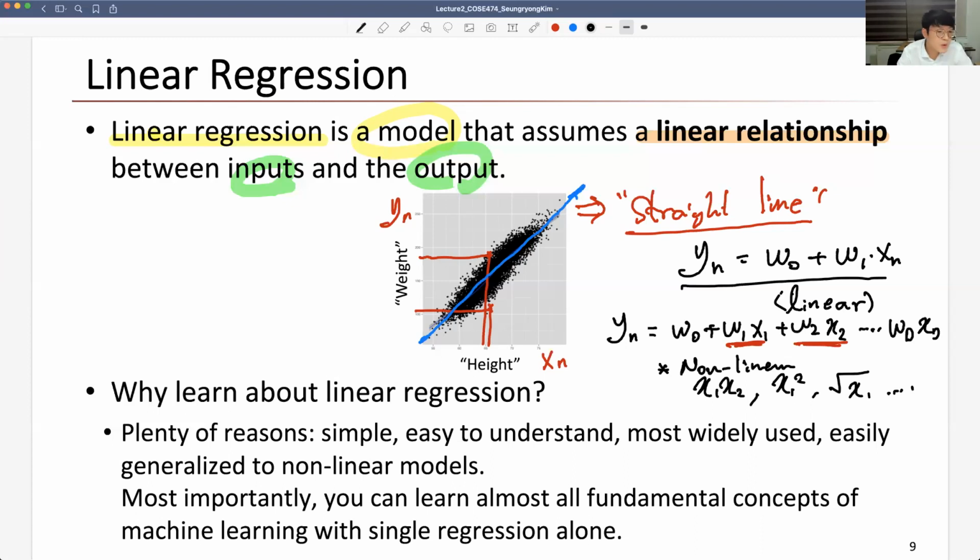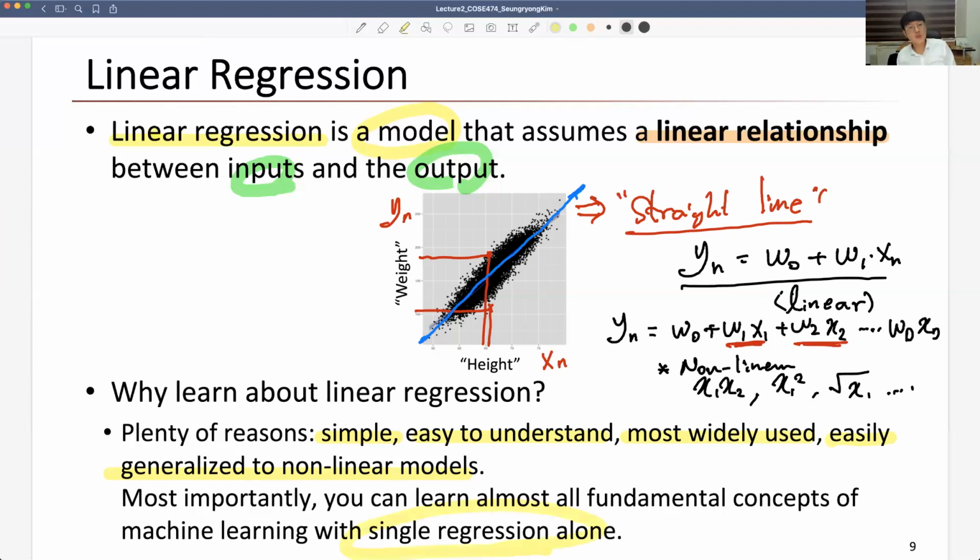First of all, why do we learn about linear regression? There are a lot of reasons. First of all, because it is simple. Let's emphasize: it is simple, easy to understand, the most widely used, and easily generalized to nonlinear models. And most importantly, you can learn almost all the fundamental concepts of machine learning with a single linear regression.